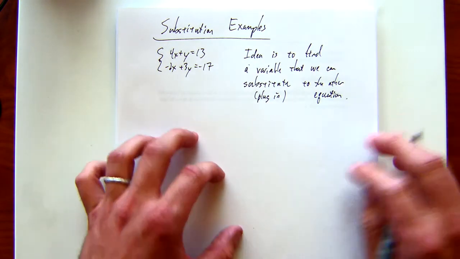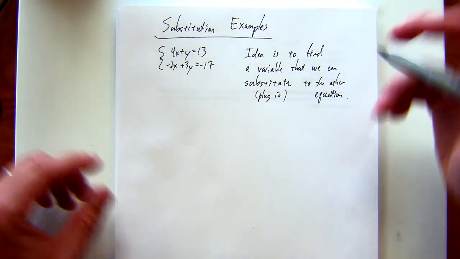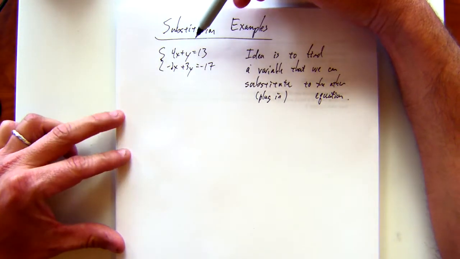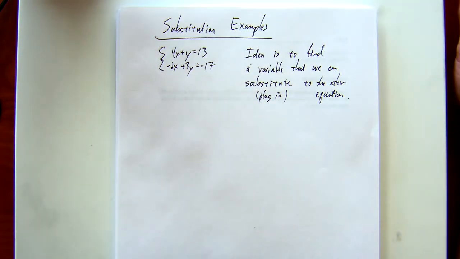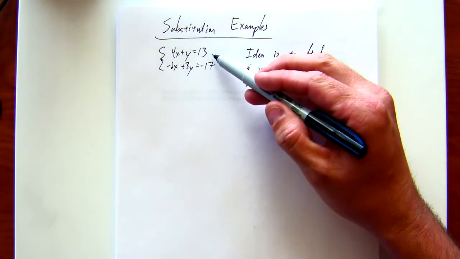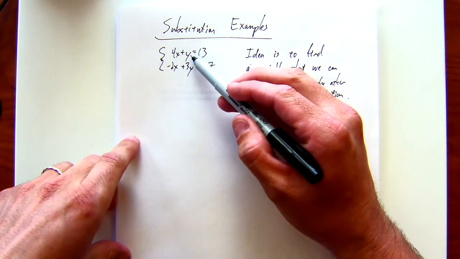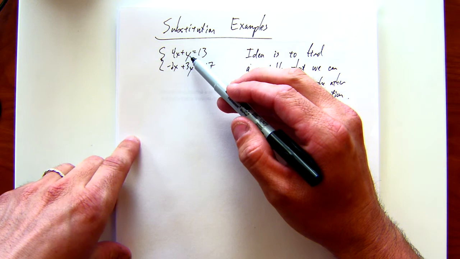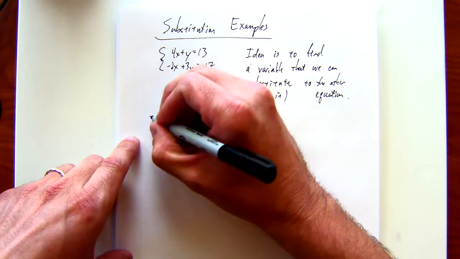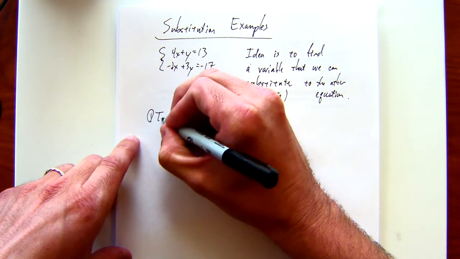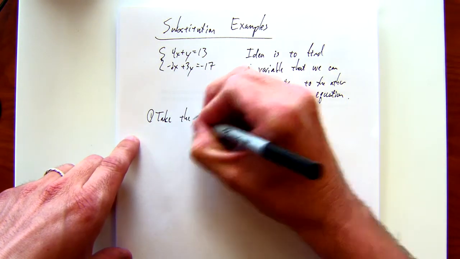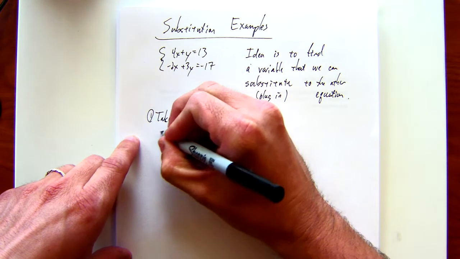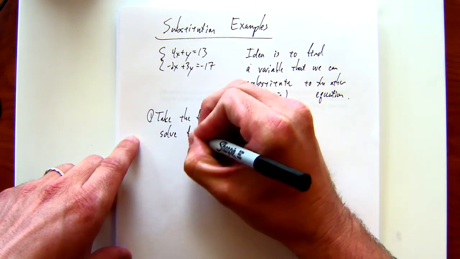Okay? So to do that, all we have to do is look at our equations and see, does one of the equations have a variable with no coefficient? The first equation has the y, and this y has no coefficient. So let's take the first, and now it's not always going to be the first equation, but for this example, we'll take the first and solve for y.